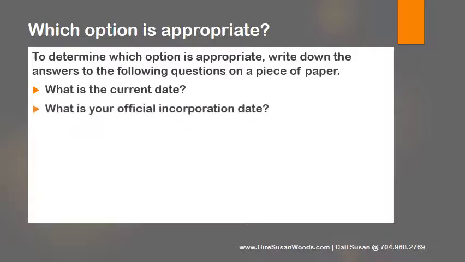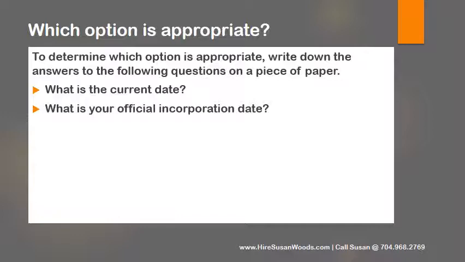Number 2, what is your official incorporation date? When was your organization officially incorporated with the Secretary of State office in which you operate? Again, what is the official incorporation date? Which is the date in which your nonprofit organization was officially incorporated in the state in which you provide services.